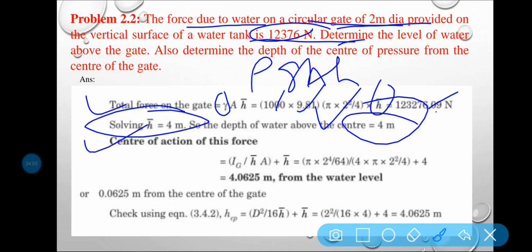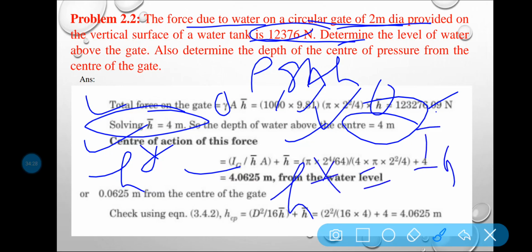Now the center of action of the force is equal to what? That is your h star, Ig by A h bar plus h bar. Put all the values, you will be getting h star is equal to 4.0625 meter from the water level. So remember h star is equal to what? Ig by A h bar plus h bar.